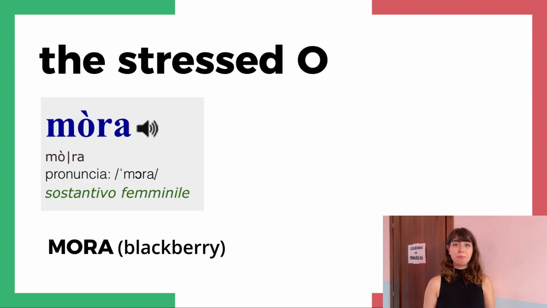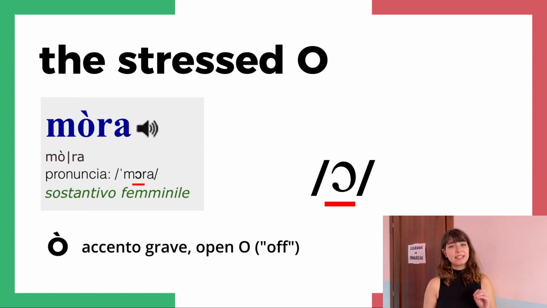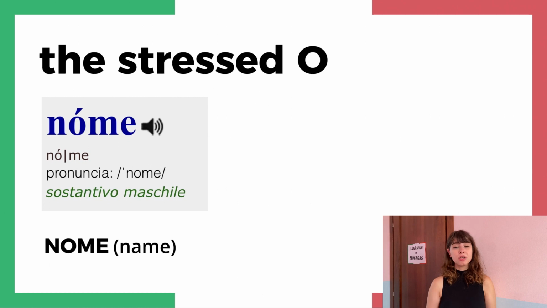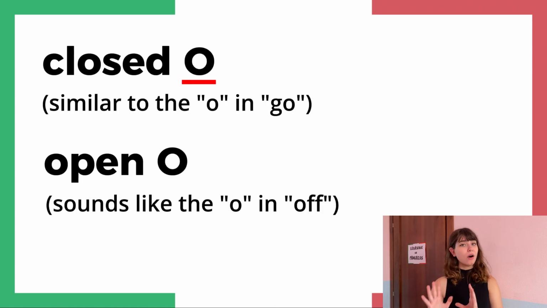Look at the word mora. As you can see, it has an accento grave, so open O as in off. If you're familiar with the International Phonetic Alphabet, this is the symbol that indicates an open O. Mora, mora. Now look at the word nome. As you can see, the O has an accento acuto, so it has to be pronounced as closed. Nome, nome.